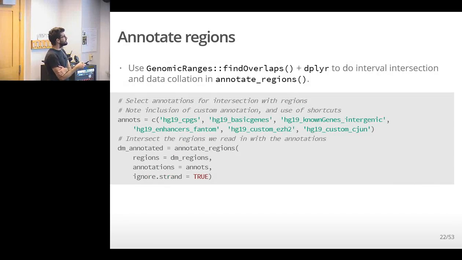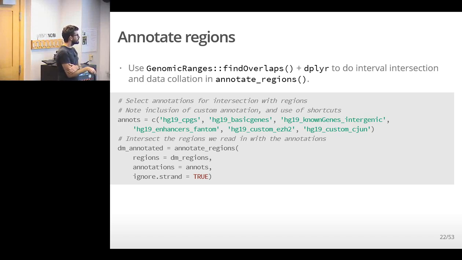So in order to annotate the regions, like I mentioned before, we're using GenomicRanges because it's really highly optimized and it's very fast. And then we use some dplyr stuff to collate all the results together. So in order to do this, really all you need to say is what annotations do you want to annotate to, right? And so instead of having to type out CpG islands, CpG shores, CpG shelves, etc., I made some little handy shortcuts, right? So you don't have to do all that typing. That's just a cute little feature. So you give the list of what annotations you want. You say what the regions are, what the annotations are, and whether or not you want to ignore the strand.